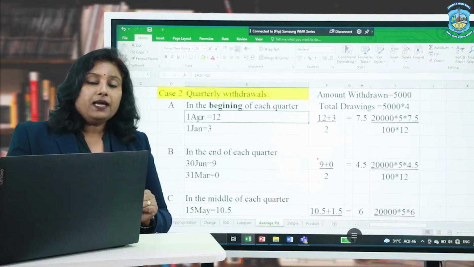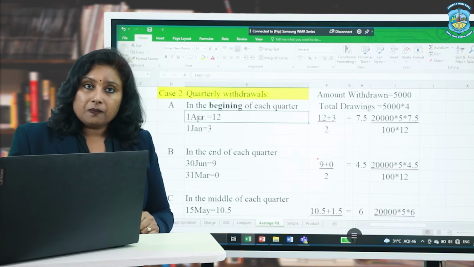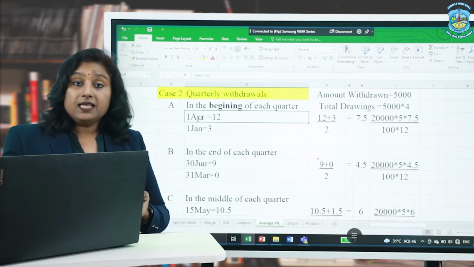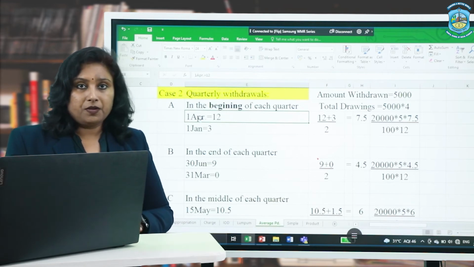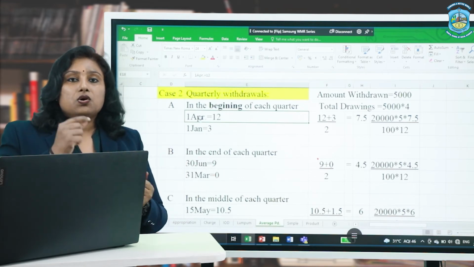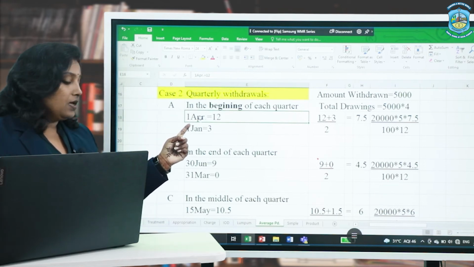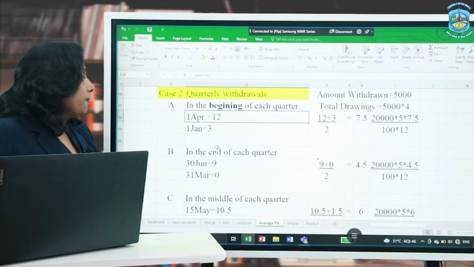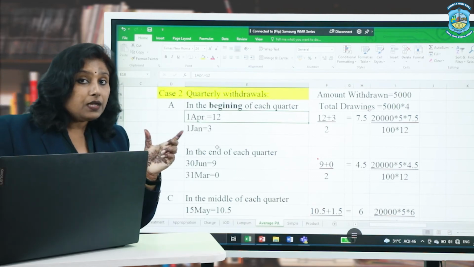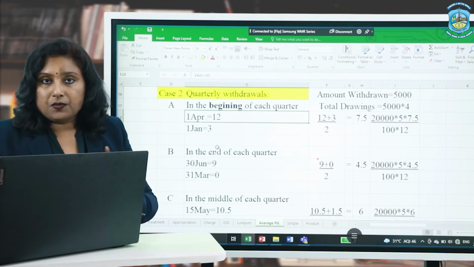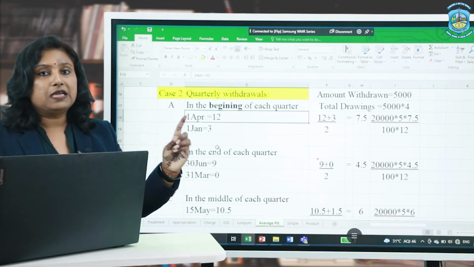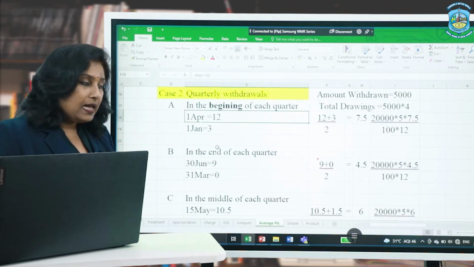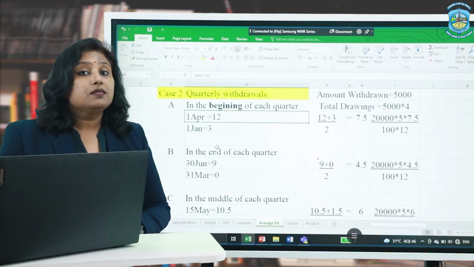So beginning of each quarter means 1st April, 1st July, 1st October and 1st January. These would be the dates of withdrawal, right? Beginning of each quarter. So the first withdrawal is done on 1st of April. From 1st of April till 31st of March, the number of months is 12 obviously. But the last quarterly withdrawal will be done on 1st of January because the last quarter starts from 1st of January and ends at 31st of March. So the last withdrawal has been done on 1st of January, thus giving an outstanding period of 3 months, right?